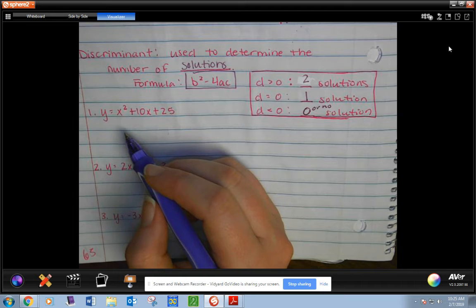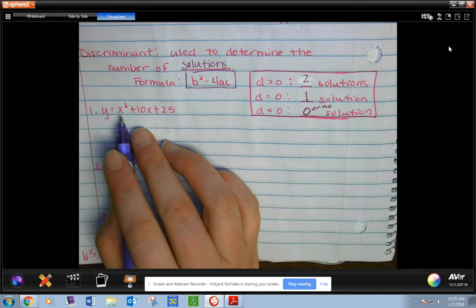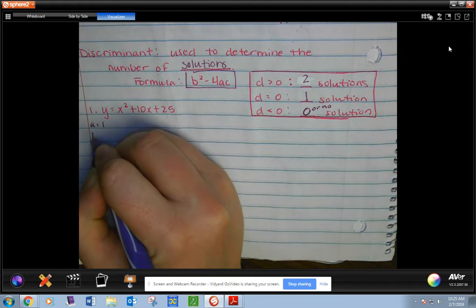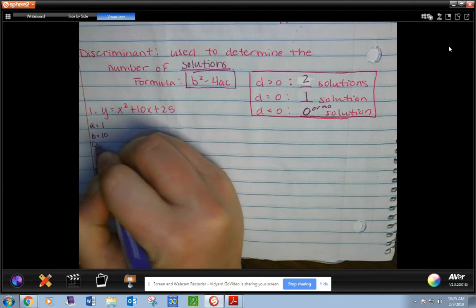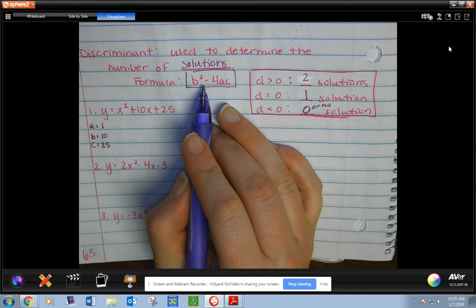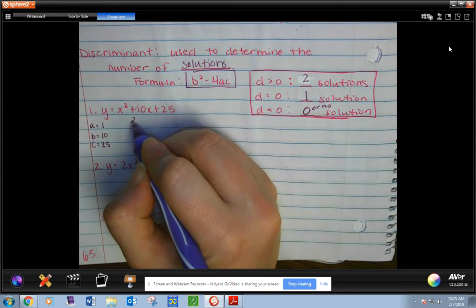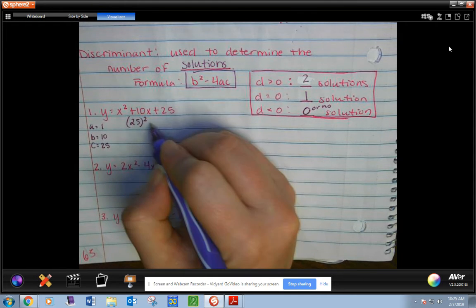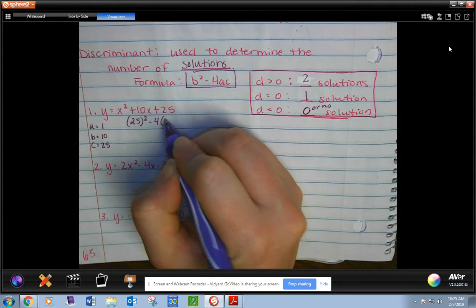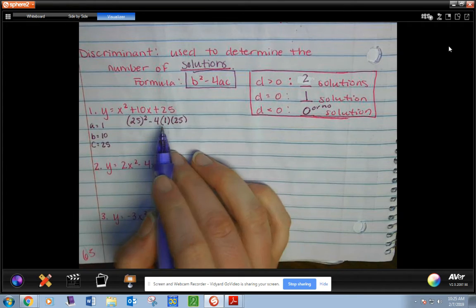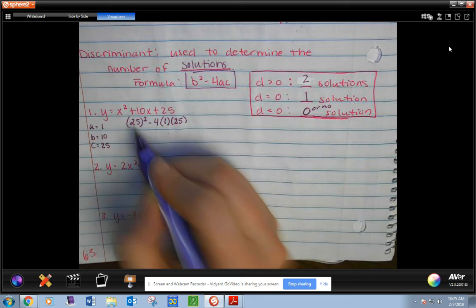For problem 1, y equals x squared plus 10x plus 25. I'm going to do a equals 1, b equals 10, and c equals 25. And I'm just going to plug in this formula right here. Every time I plug something in, I'm going to put it in parentheses. So 25 squared minus 4 times 1 times 25. I'm plugging in A and C.